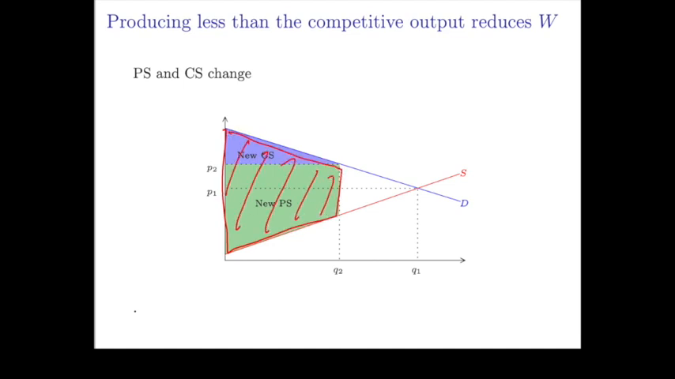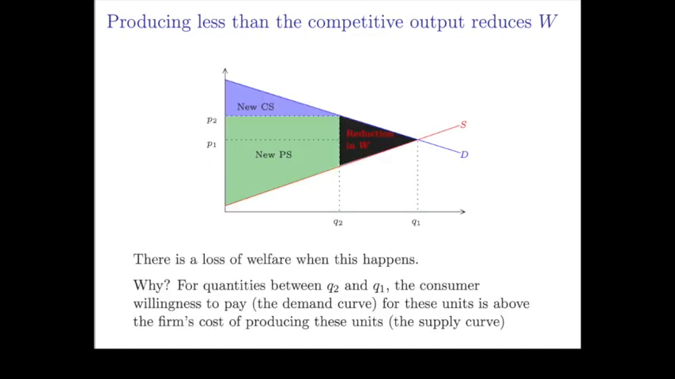It used to be this whole triangle, but now it's less than the whole triangle. In particular, we've lost this area here. So there's a reduction in the total welfare. So think about what's happening here for unit number Q2 plus 1. For that particular unit, the consumers are willing to pay this much, a tiny bit less than P2, and the producers are willing to supply it at this price down here.